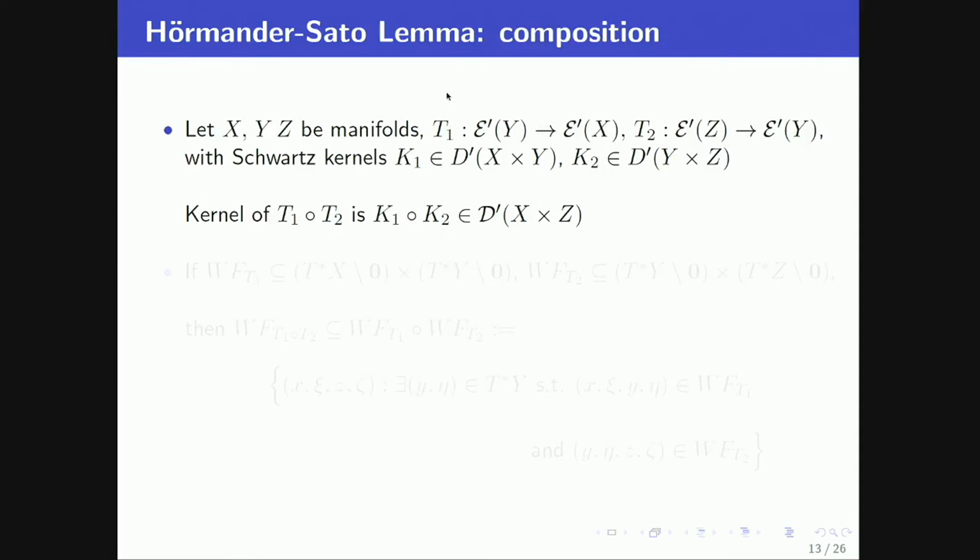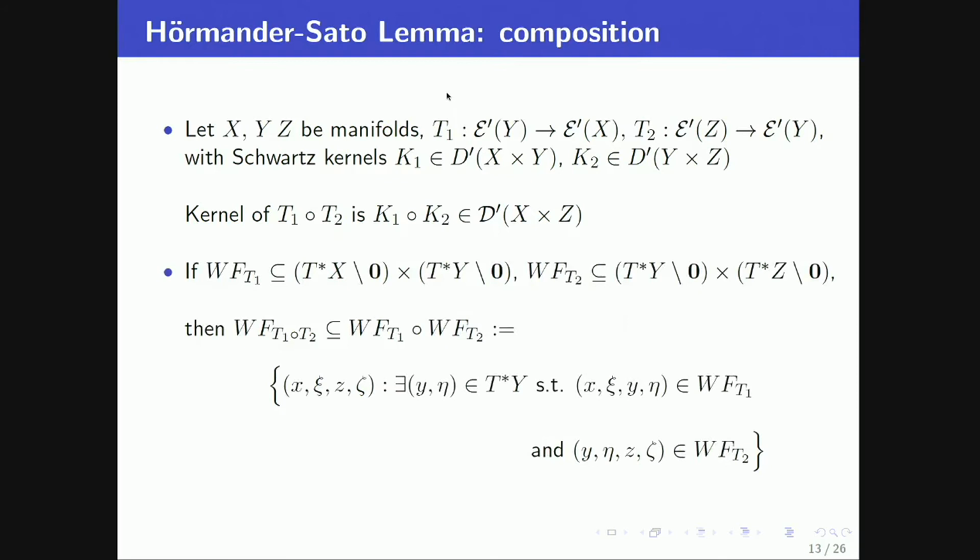Okay. Now, if you iterate that, if you now have two operators, T1 and T2, what does this say? Supposing we have three manifolds, X, Y, and Z, and T1 maps distributions on Y to distributions on X, and T2 maps distributions on Z to distributions on Y, so that we can form the composition T1 T2. Supposing these two operators have Schwartz kernels K1 and K2, which are distributions on X cross Y and Y cross Z, then the kernel of T1 composed with T2, provided by the Schwartz kernel theorem, is a distribution on X cross Z.